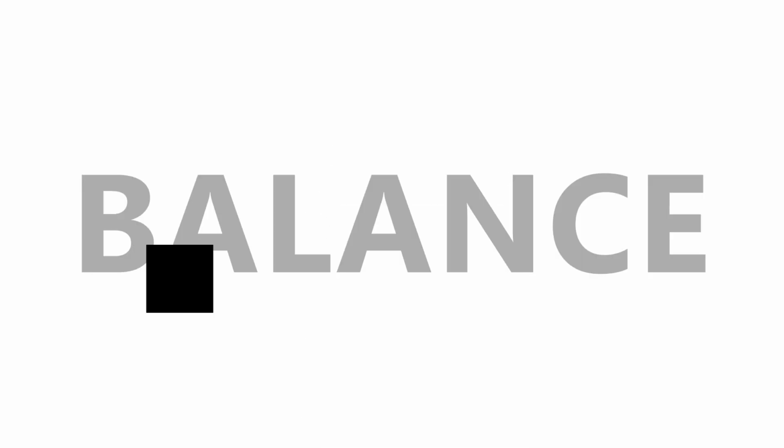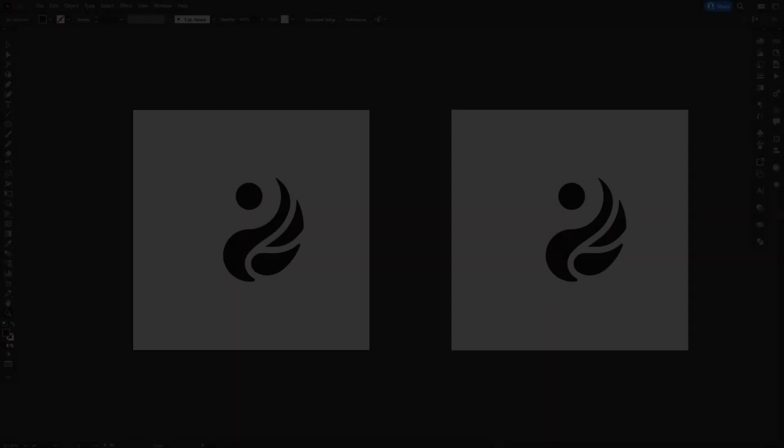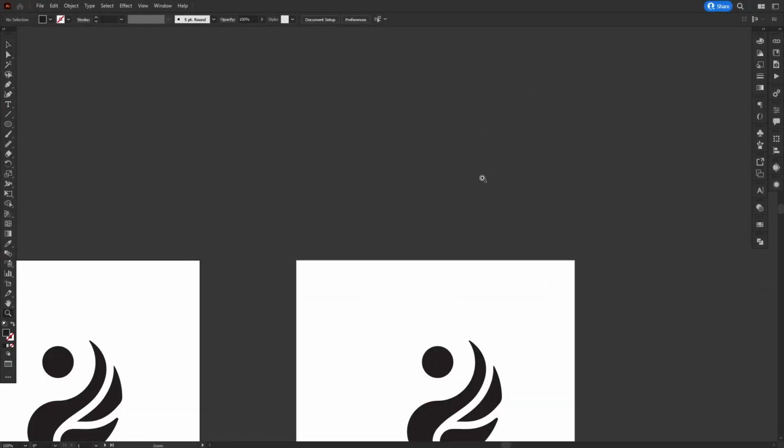The first one I'd like to talk about is balance. Try to think of the weight your logo has. You can determine that by how much space it's taking up. If you put it on a seesaw, would it keep it balanced or would it lean to one side and topple over? To help visualize this, let's use this logo as an example.